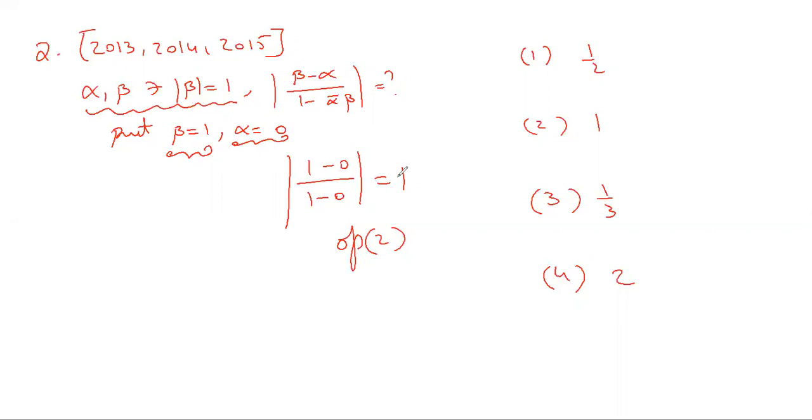Right? We call it the elimination method. If the answer is 1 by 2, for any value of alpha and beta, you should get 1 by 2. But for one particular value of alpha and beta that satisfies the condition, you are not getting 1 by 2, which means 1 by 2 is a wrong answer. 1 by 3 is a wrong answer because you're not getting 1 by 3 for one set of values. 2 is a wrong answer because you're not getting 2 for one set of values.